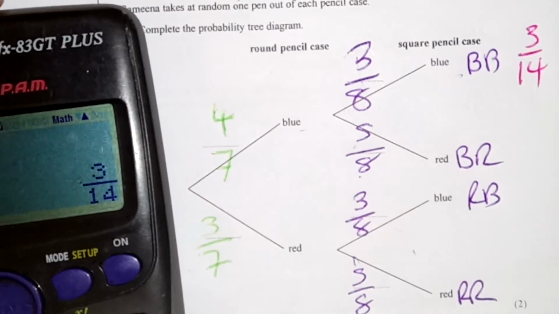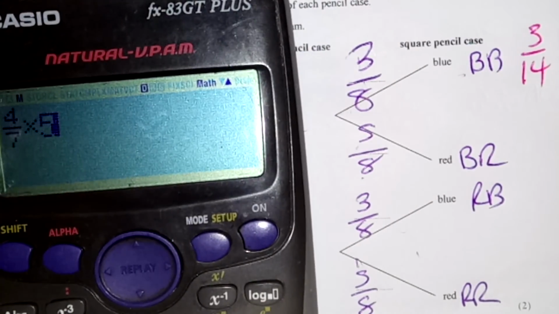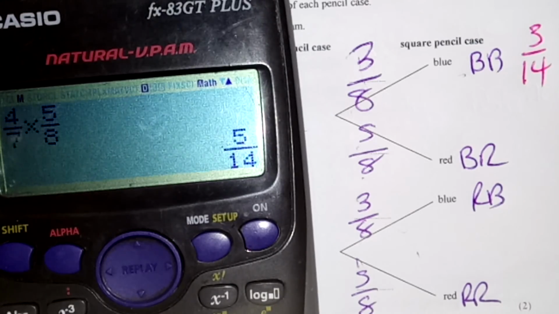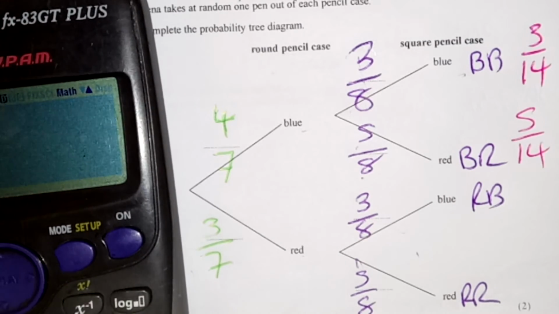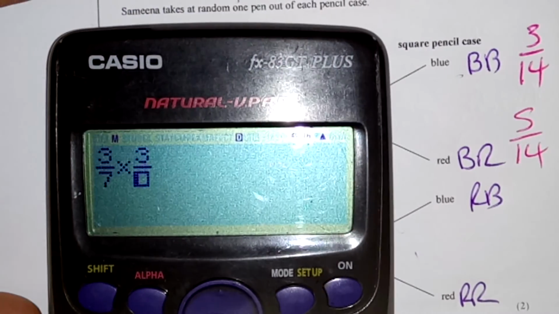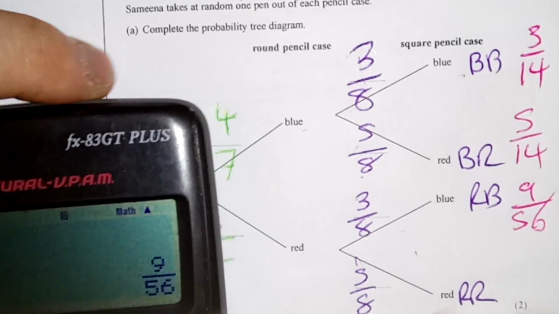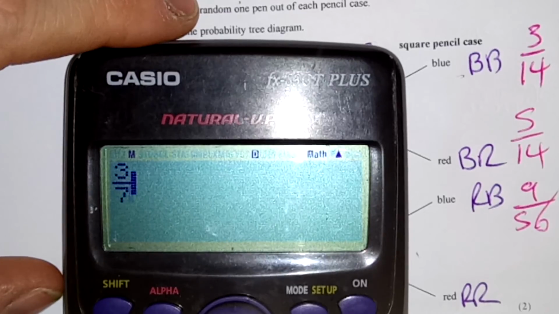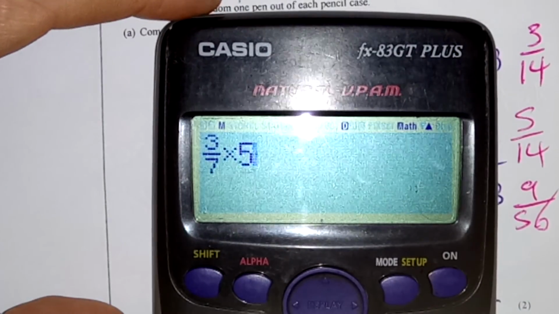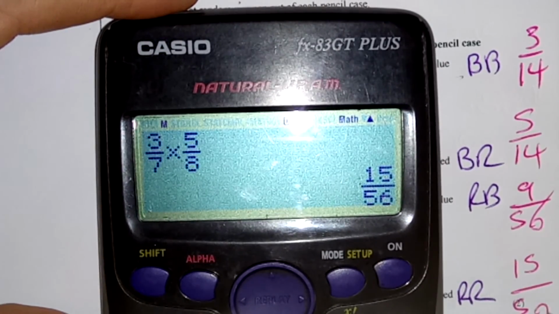And if we're doing blue red, we've still got 4/7 times 5/8, which is 5 out of 14. If we do red blue, that's 3/7 times 3/8, which is 9 out of 56. And red red, which again is 3/7 times 5/8, which is 15 out of 56.